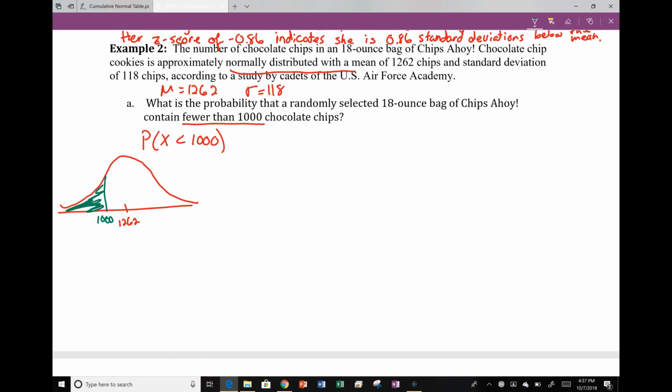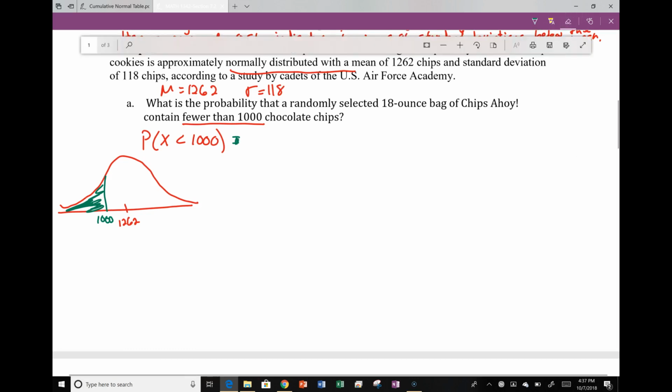Well, I can't compare these right now. What I have to do is I have to normalize it. I have to find its z-score. So I'm going to come over and look at the z-score. Remember that that's the value minus the mean divided by the standard deviation. So in this case our value is 1,000 because that's where we're comparing things to, minus its mean of 1,262 divided by the standard deviation of 118.